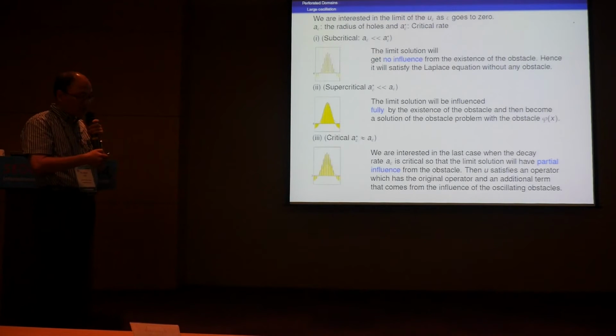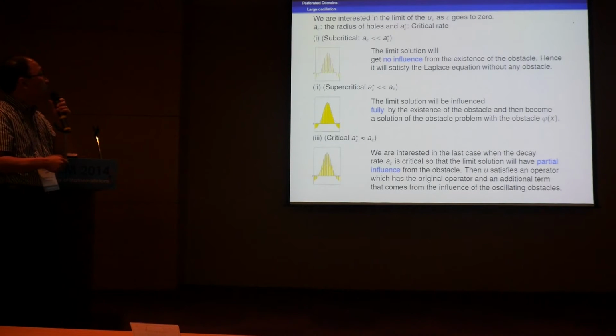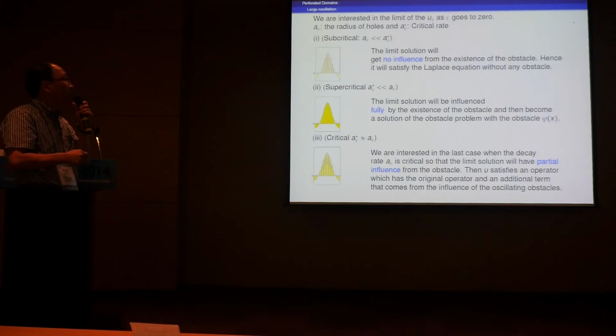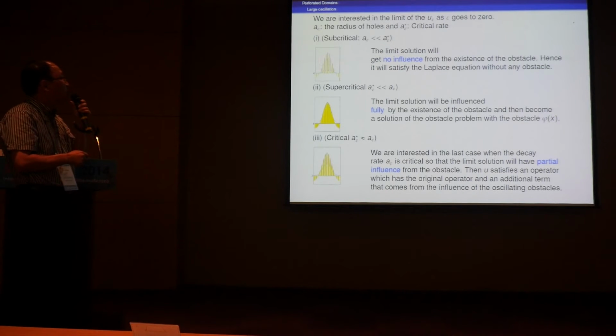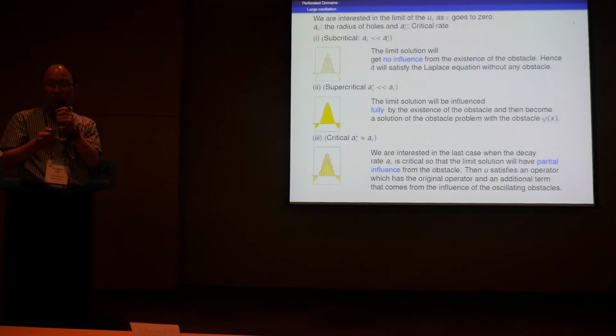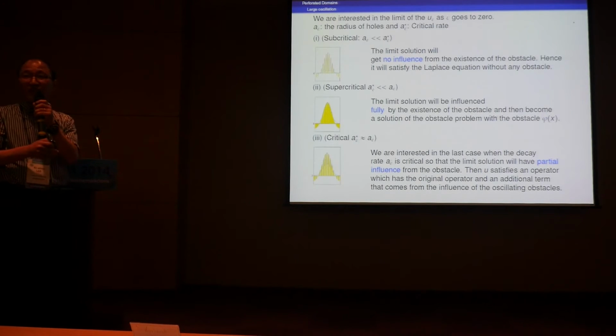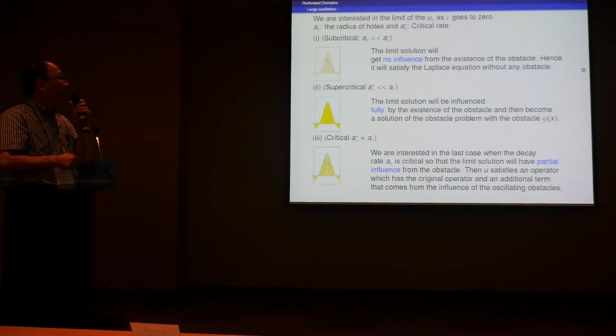Then we end up with 3 scenarios. So a sub epsilon is the radius of the hole in our problem. a sub epsilon star is a kind of critical rate. So the first case is the following. Let's say our obstacle is too thin. In other words, a sub epsilon is much smaller than the critical rate. Then it is so thin that the limit solution will get no influence from the existence of the obstacle. So in other words, the limit function will just simply satisfy the standard Laplace equation.